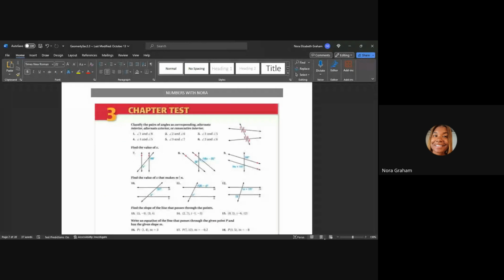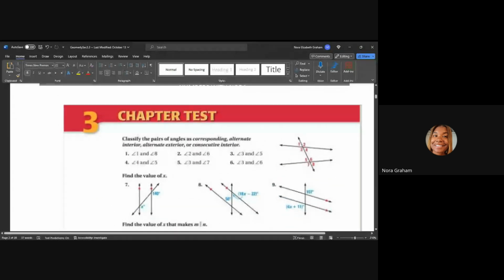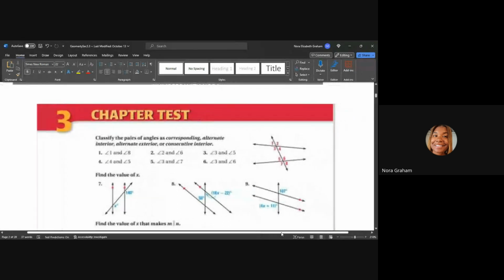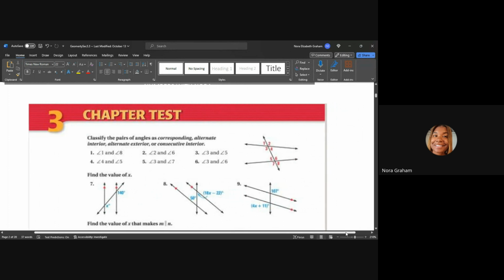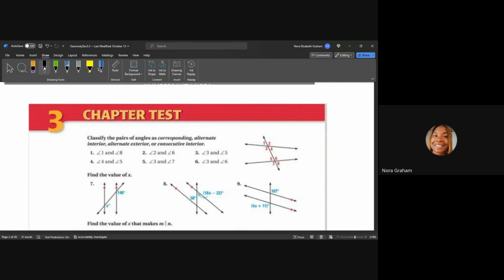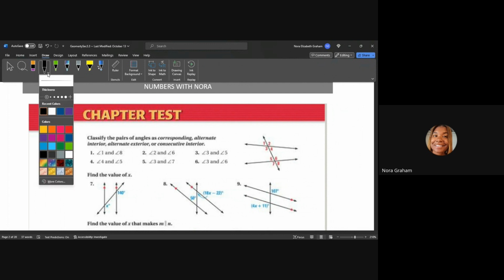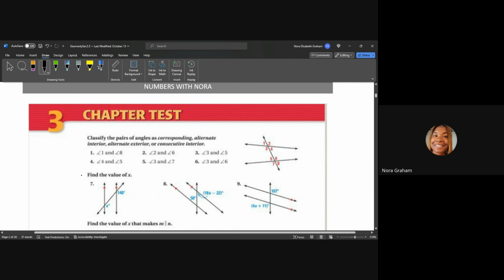I would advise you to pause the video when I show you these and try yourself and then see how I work it out. But I am going to be moving pretty fast because I want to try to finish the whole test in this one video. So let's begin. Questions 1 through 6. They want us to classify the pair of angles as corresponding, alternate interior, alternate exterior, or consecutive interior.